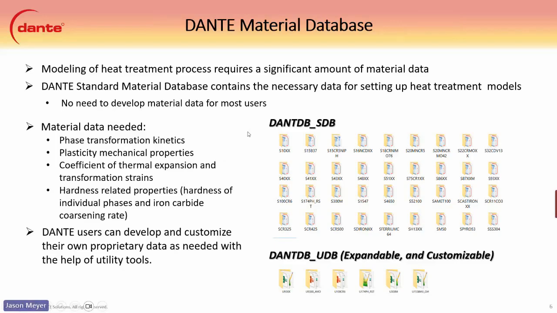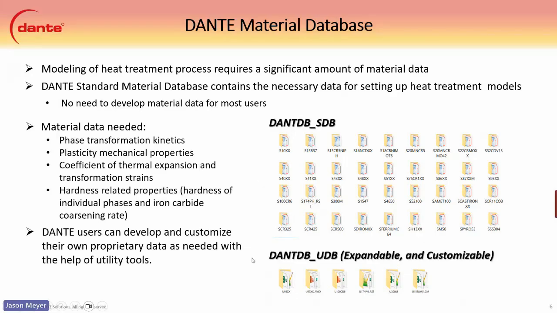For the DANTE material database, like I said, we have a robust database with over 70 or so standard materials. They each come in these little folders here, and you can see some of them have like 10XX. That means it's a carburizing grade, which means we have carbon levels throughout from the base carbon all the way up to like 1080, 1090 or something like that. Inside each one of these folders, we have phase transformation kinetics to govern the transformations to austenite, martensite, or diffusive phases. We have plasticity mechanical properties. We have coefficient of thermal expansion and transformation strain data, and then any hardness related properties of the individual phases or iron carbides, coarsening models, and such.